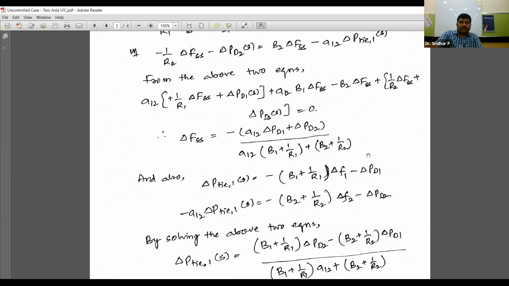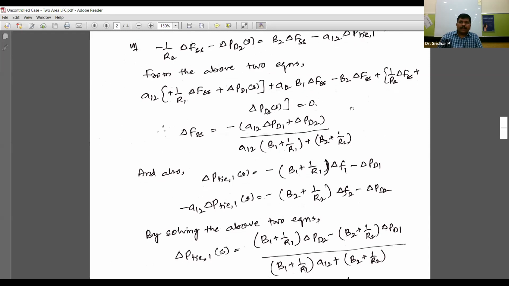So here also now see, this is delta F is nothing but, is this handwritten material visible to you? Now, if you could see here, this is the delta FSS expression. Only that is very simple.